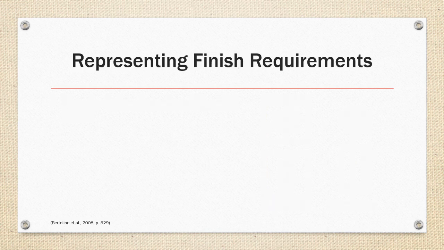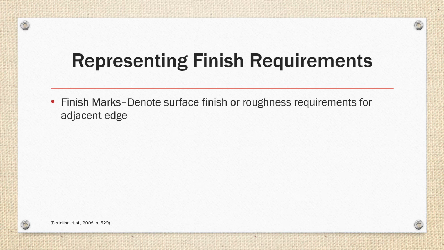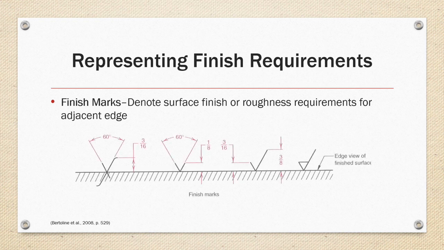The last and final symbol covered in the lesson is the finish mark. Finish marks denote surface finish or roughness requirements of an adjacent edge. They can occur in several styles and variations depending on the information they are intended to convey about the surface treatment. Please note the general shape and dimensional requirements so that you will recognize them in the future. More detail about finish marks may be covered in a future lesson.